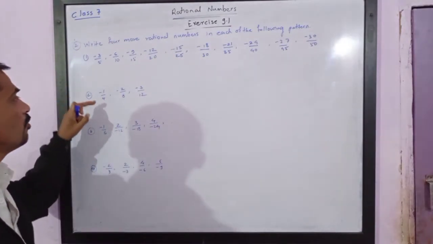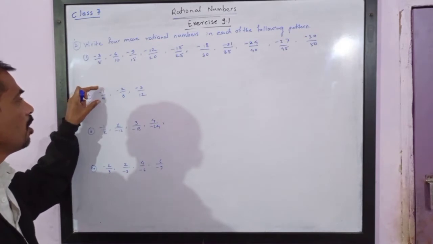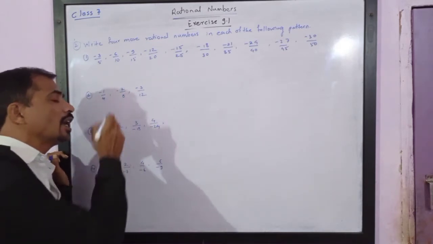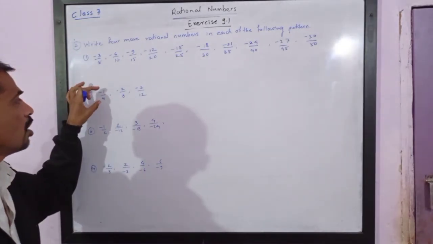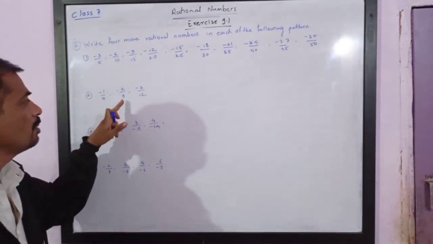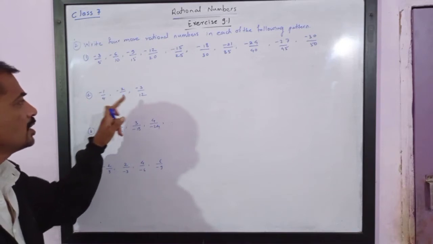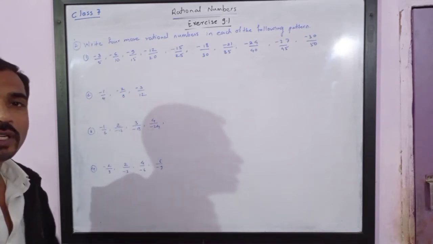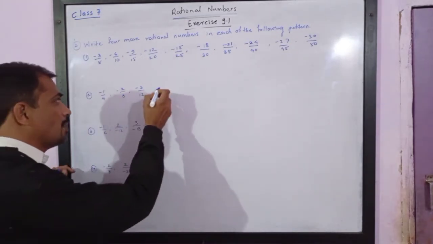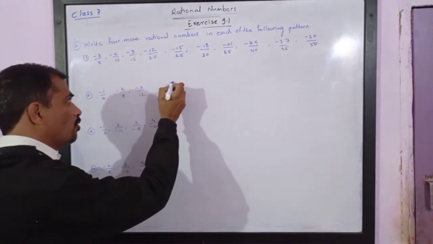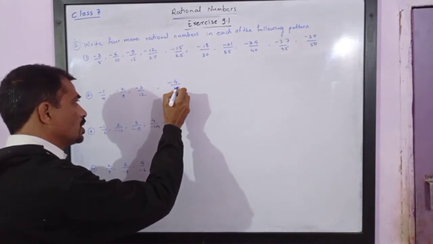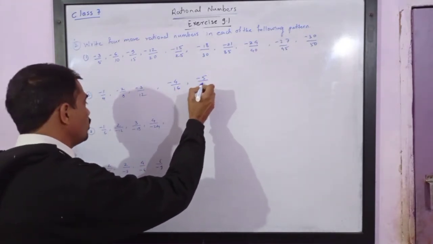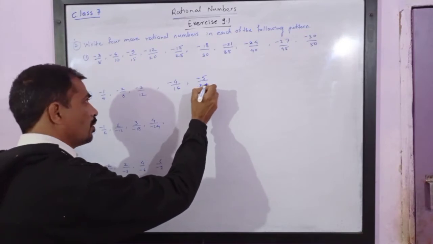Next is negative 1 upon 4, negative 2 upon 8, negative 3 upon 12. Please note, they are again the multipliers of negative 1 upon 4. Second is obtained by multiplying by 2. The next rational number is obtained by multiplying by 3. They are all equivalent rational numbers. So the next can be obtained by multiplying by 4. You will get negative 4 upon 16. Next can be obtained by multiplying by 5. You will get negative 5 upon 20.